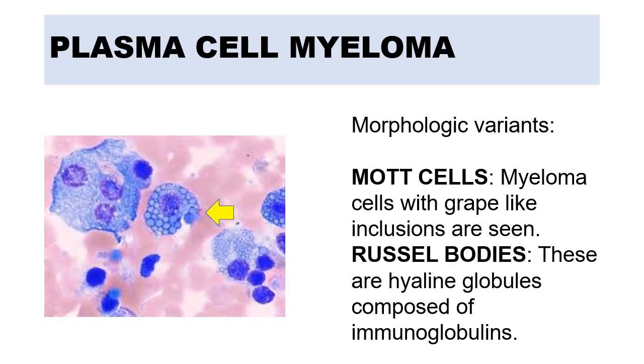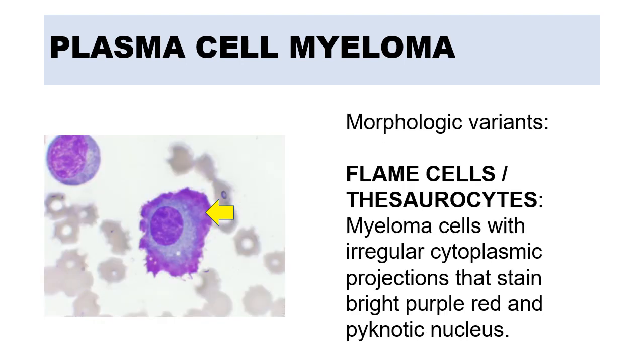Mott cells. These are myeloma cells with grape-like inclusions within their cytoplasm. Russell bodies are hyaline globules which are comprised of immunoglobulins. Flame cells or thesaurocytes. These are myeloma cells which have an irregular cytoplasmic projection and stain deep purple red with a pyknotic nucleus. The bright red color in the periphery of the cytoplasm is due to the compact immunoglobulins within the area.